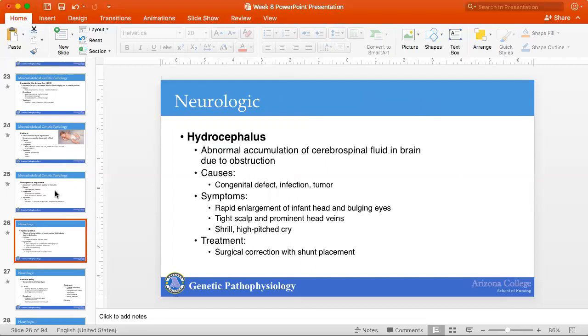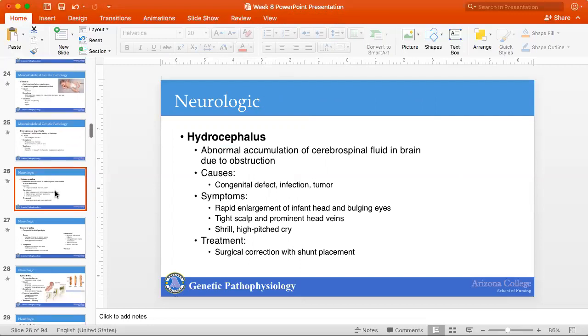Hydrocephalus, this is an abnormal accumulation of cerebral spinal fluid in the brain due to obstruction. Causes: congenital defect, infection, tumor. Symptoms: there'd be a rapid enlargement of the infant's head and bulging of the eyes because it's filling up with this cerebral spinal fluid. Tight scalp and prominent head veins, shrill, high-pitched cry. Treatment would be surgical correction with shunt placement.